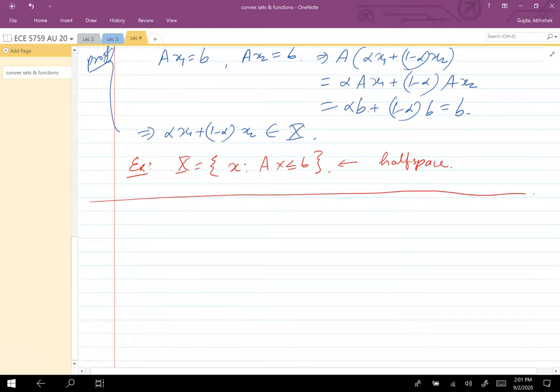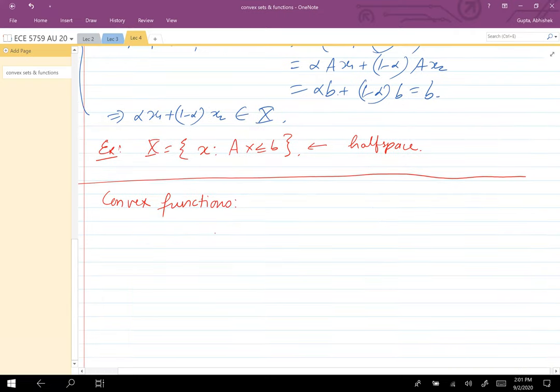Let's look at convex functions. So convex functions have three definitions depending on how many times the function f is differentiable. So we have a function f from Rn to R is convex if and only if one of the three conditions hold.